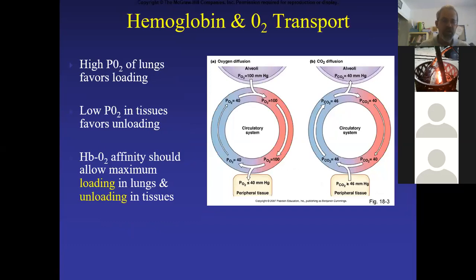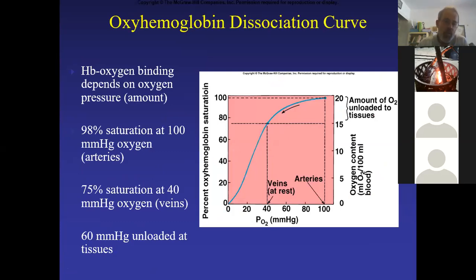All right, so just as a summary, the high pressure of oxygen in the lungs favors loading. The low pressure of oxygen in the tissues favors unloading. So when we talk about the affinity, you would expect that the affinity of hemoglobin for oxygen would be greatest up here and lowest by the tissues. And that's exactly what happens. So we're going to take a look at what affects that affinity, what's going on.